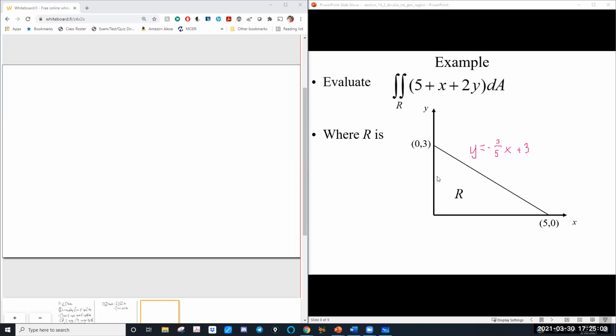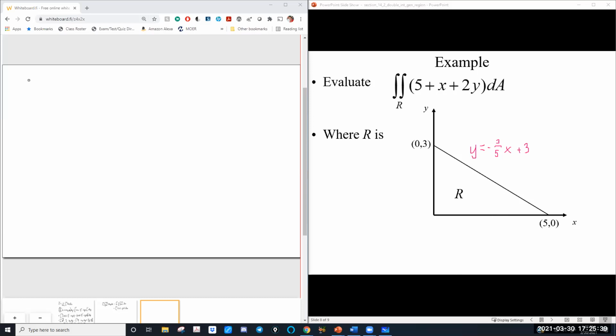So let's say we're going to integrate in terms of X first. Actually, no, sorry, I have it set up to go top to bottom first. So let's say we're going to go from top to bottom, and then we're going to go from 0 to 5 in the X direction. All right. So we're going to do Y first because we're going to go vertically first.